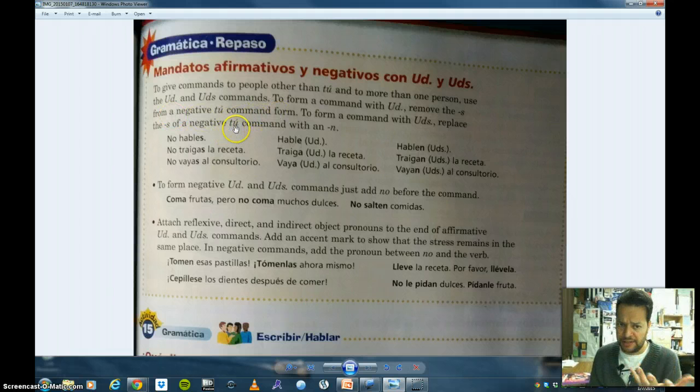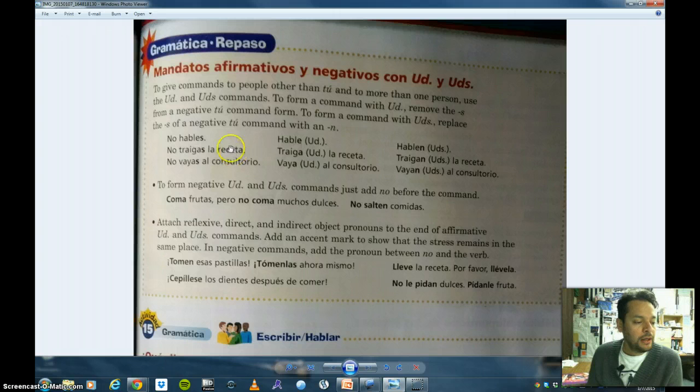Well, let's take a look at these negative tú commands. And there's three of them right over here. No hables, no traigas la receta, no vayas al consultorio. So don't talk, don't bring the prescription, and don't go to the doctor's office or the medical office.